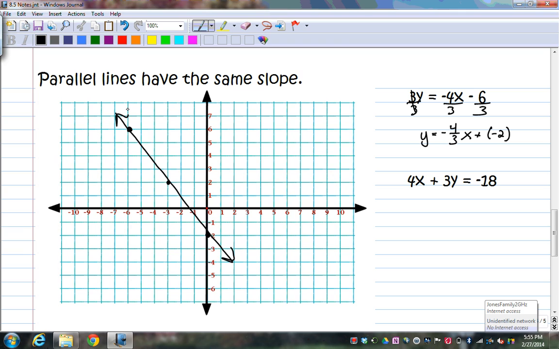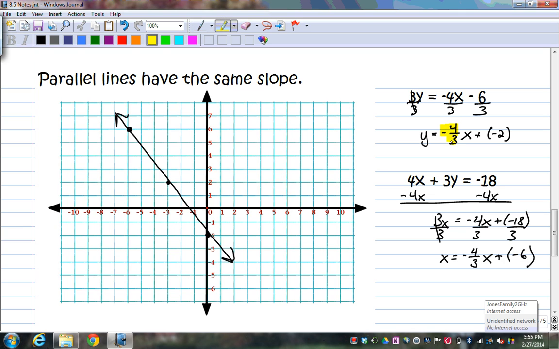Okay? The next one, I'm going to start by subtracting 4x from both sides. And I have 3y is equal to negative 4x plus a negative 18. Again, they're not like terms, that's why I have them separate. Then I'm going to divide each term by 3. Y is equal to a negative 4/3 x, and then plus a negative 6. Notice that both of these have the exact same slope, which means that the lines should be parallel.